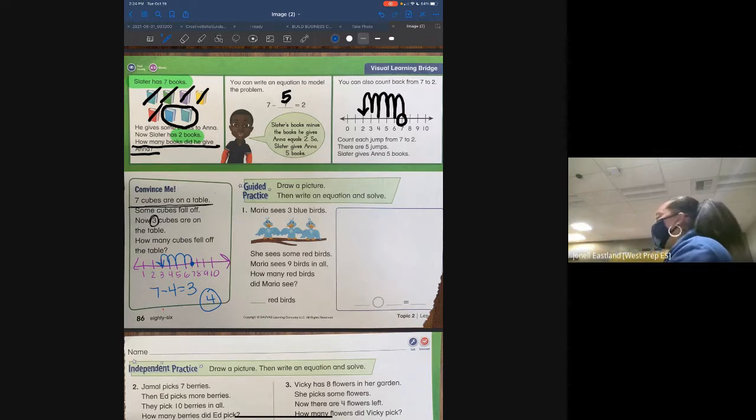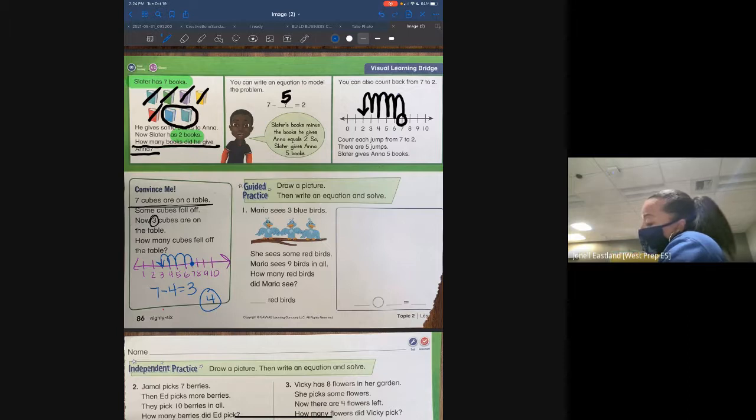So for guided practice, we're going to do the same concept again. We're going to draw a picture and then draw an equation and solve. We already know how to make circles, and I can put the circles up here if I want it. And we already know how to do a number line. So you have 2 strategies that you could use, okay? So we're right here on number 1. It says draw a picture, then write an equation and solve.